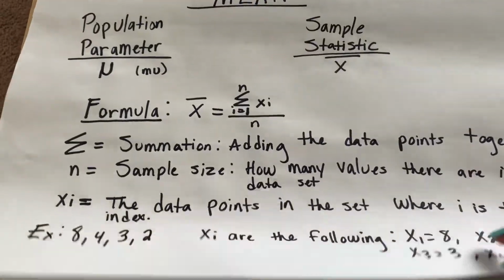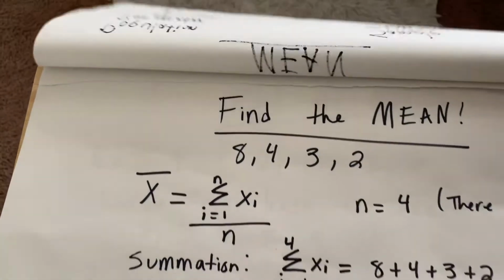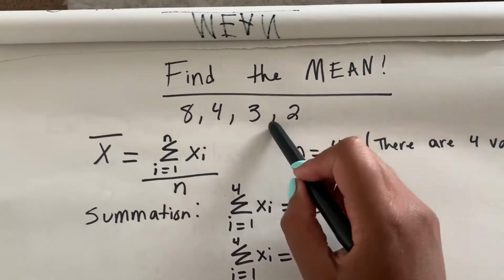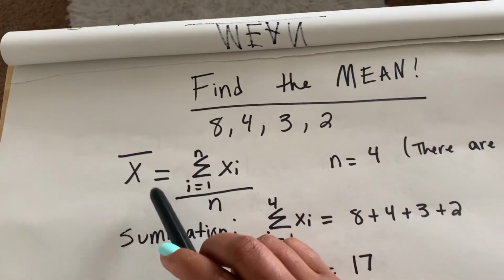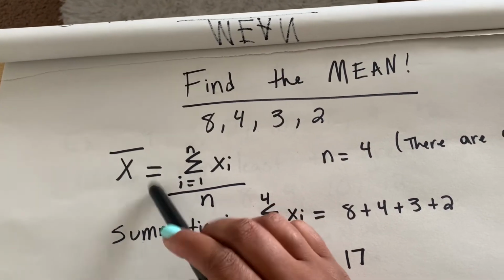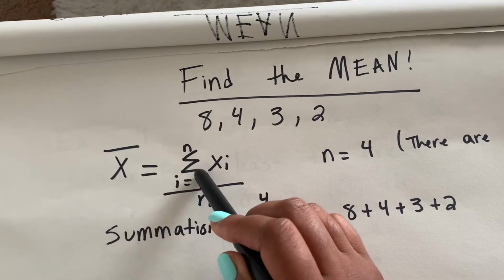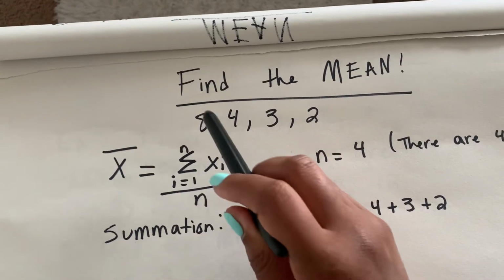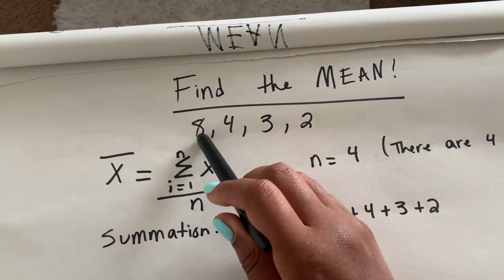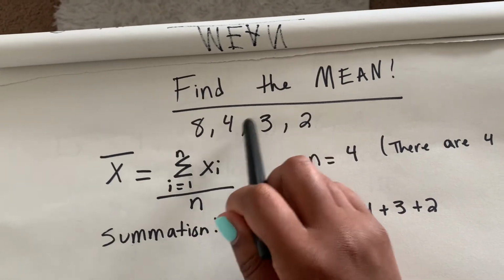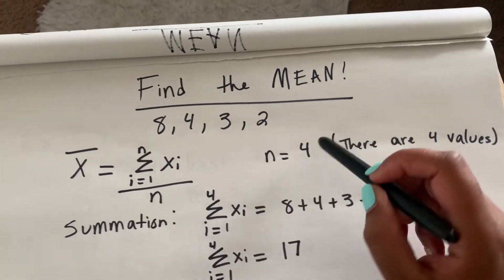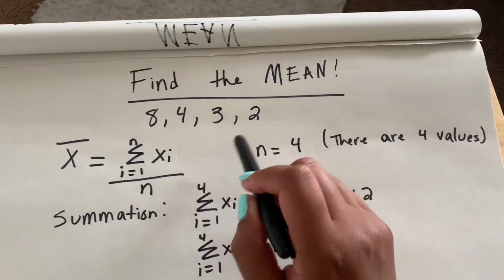So let's actually take a look at that. In our data set, we have 8, 4, 3, and 2. The formula for X bar to find the mean is the summation of i equal to 1 to N of the Xi. So from index 1 to index 4, we're going to add up all these values and then divide by however many there are. So there are 4 values here.